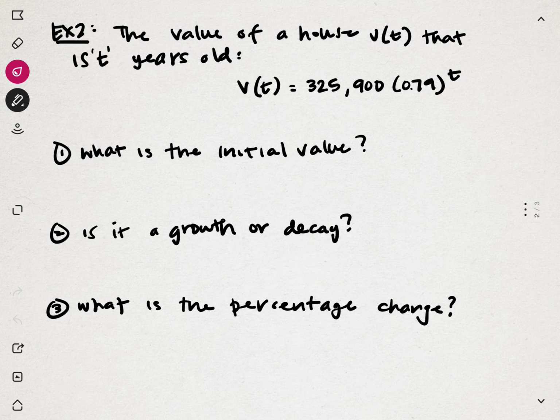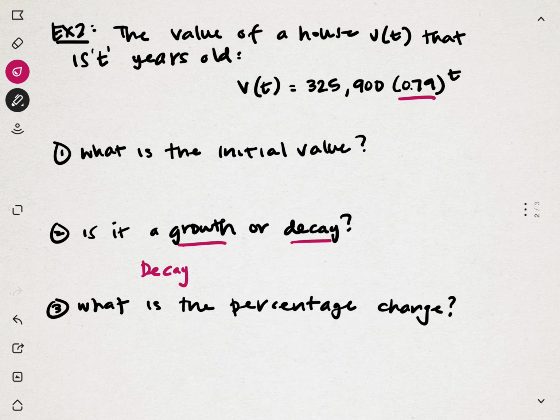So the value of a house that is T years old is modeled as V of T equals $325,900 times 0.79 to the T. All right, so one thing to notice here is that 0.79 is less than 1, right? So let's ask ourselves, is it a growth or decay? Well, we said anything less than 1 is a decay, so this is a decay. So sadly, this house is losing value every year.